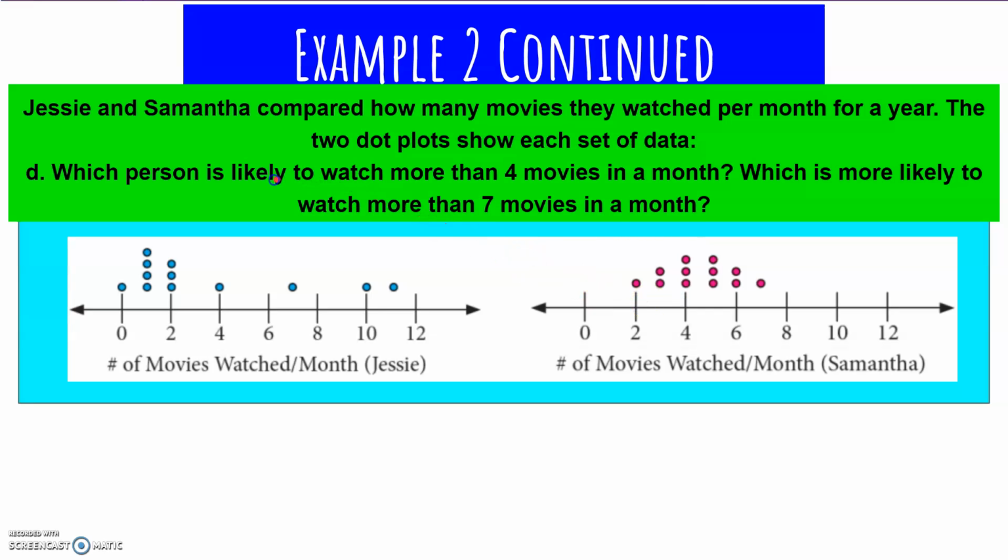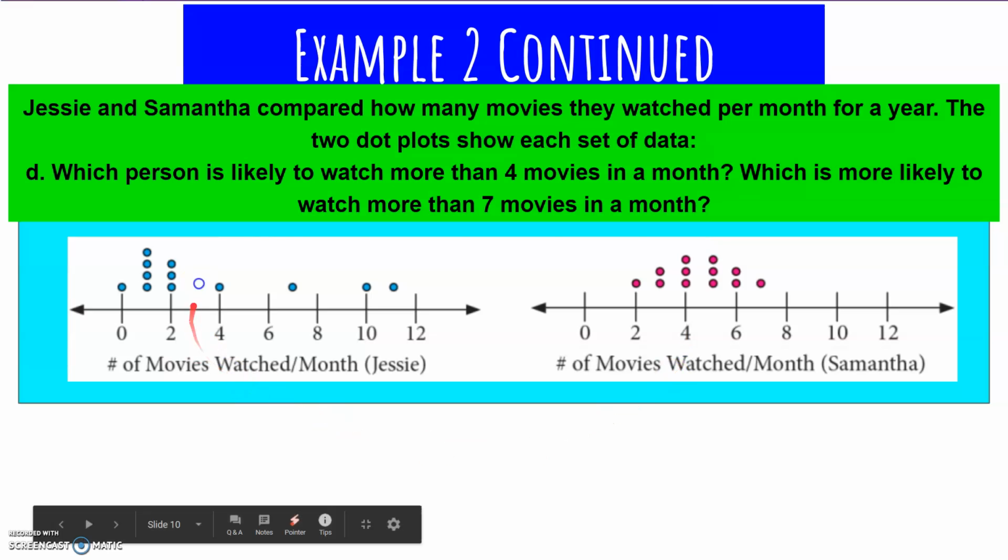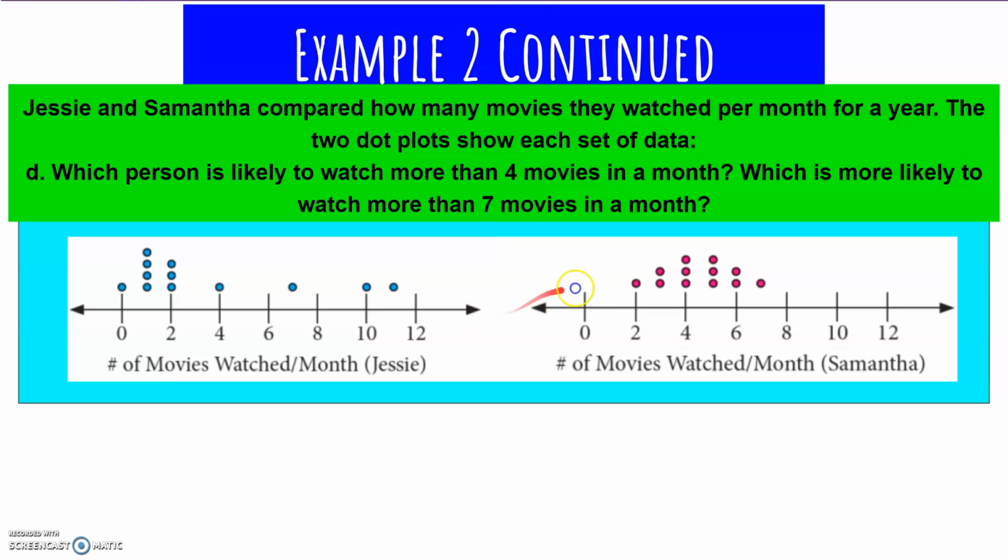Which person is likely to watch more than 4 movies in a month, and which is more likely to watch more than 7 in a month? Okay, let's ask the first question. Which person is more likely to watch more than 4? Okay, more than 4. So that's here, 4 here, and 4 here. Which person, based on this data, is more likely to watch more than 4?